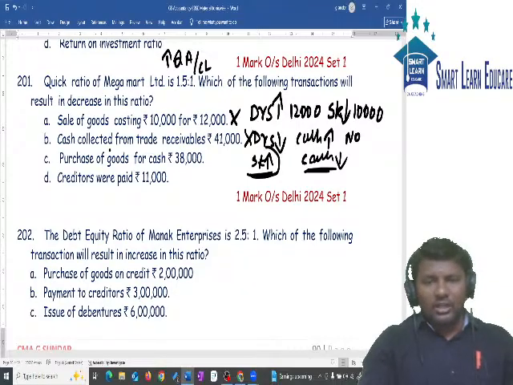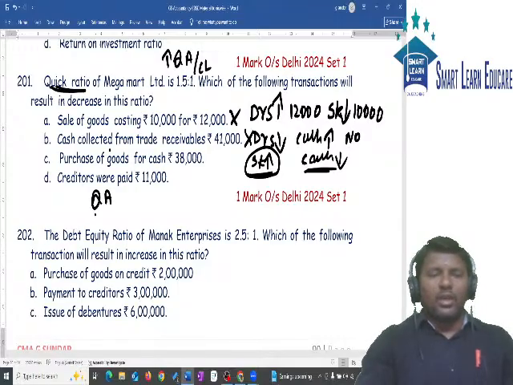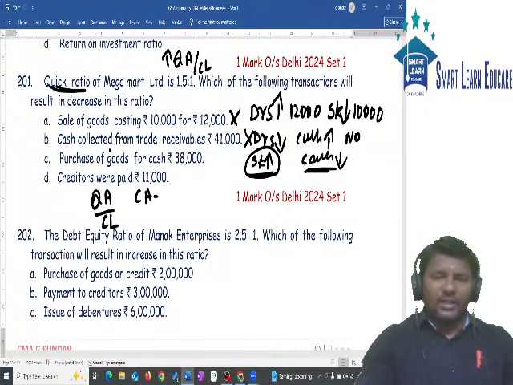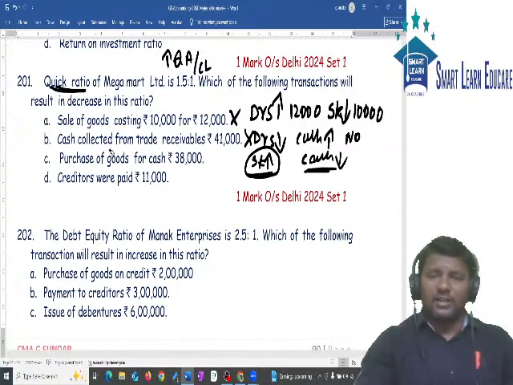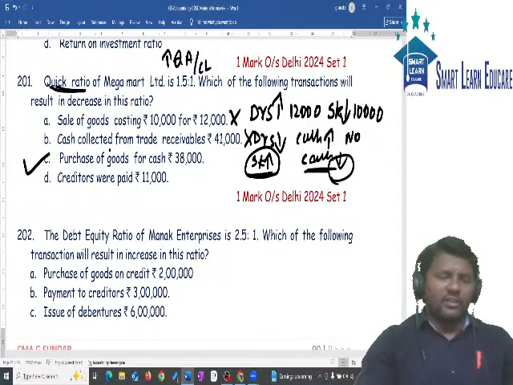But stock is not considered in quick ratio, because the quick ratio formula is quick asset divided by current liability. Quick asset is equal to current asset minus stock, so stock is not considered. But cash alone decreases because of the third one. So the answer for this question is option C, purchase of goods for cash.